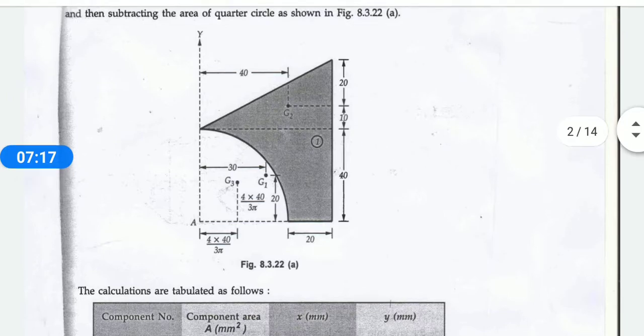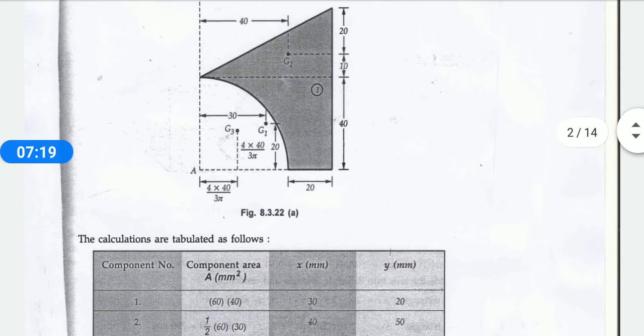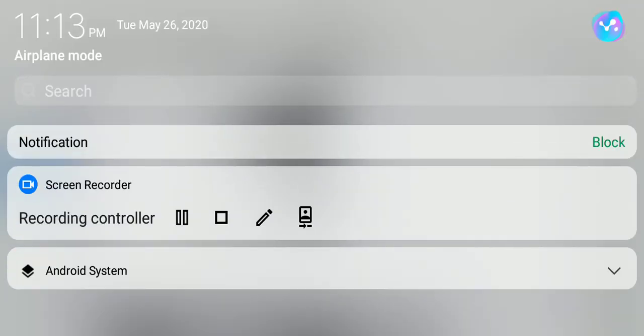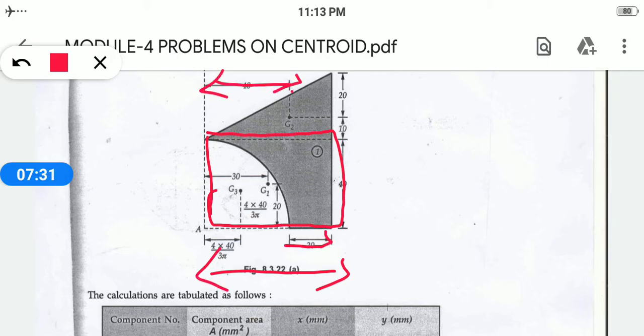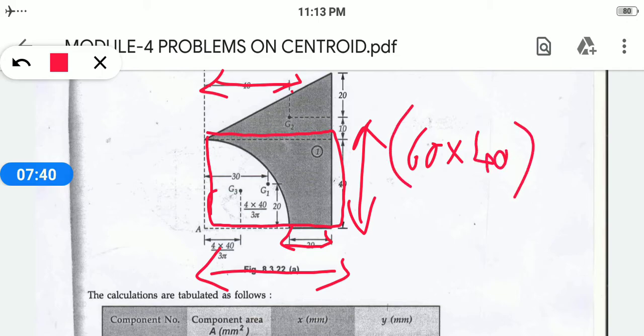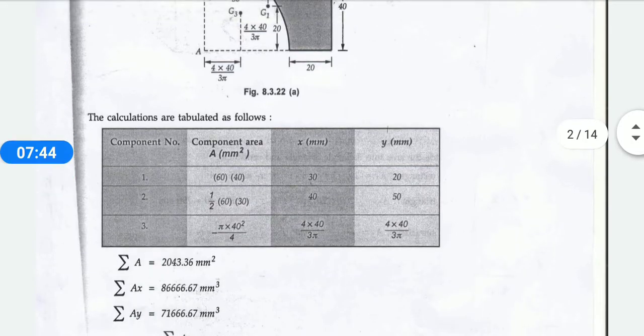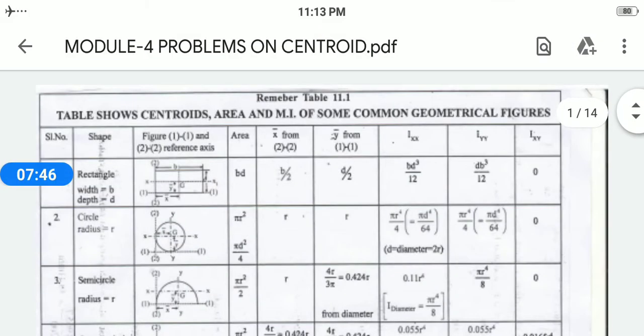First portion they are considering as a rectangular portion. Where does your rectangular portion lie? This is your rectangular portion. So your x-axis value is 40, this 40 plus your 20. So x-axis is equal to 60. This will be equal to 40. So A into B will give you the area. So 60 into 40.